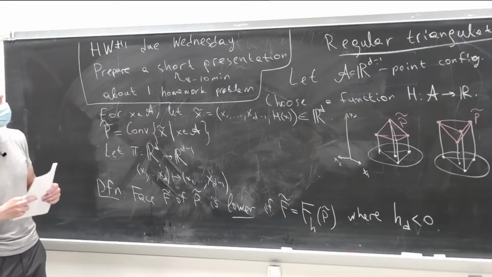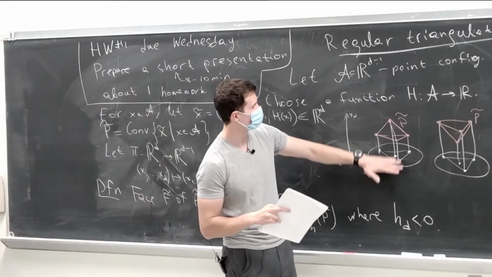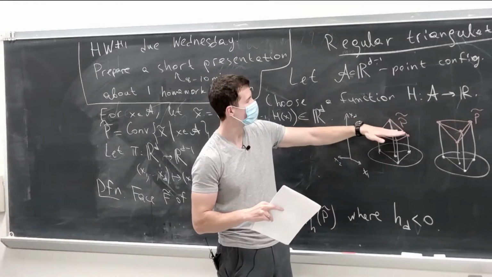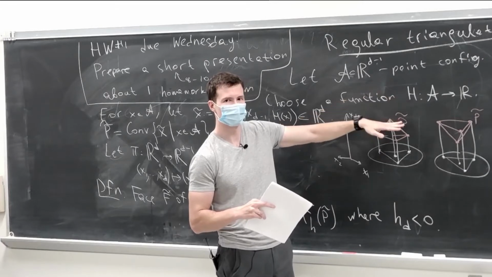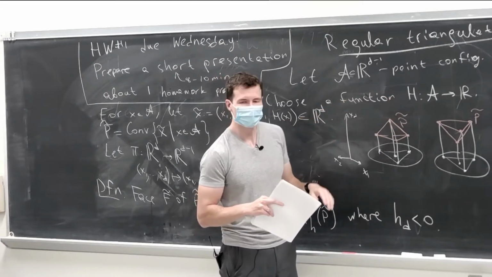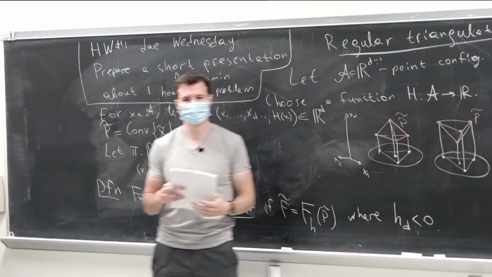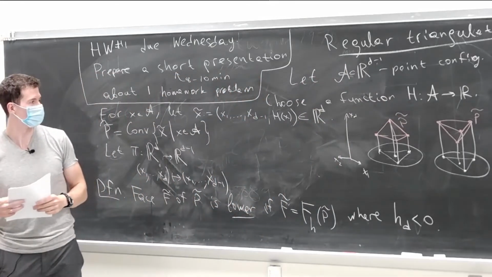If it's flat, if I lifted all my points to the same plane, but if h is the constant function, then the whole polytope is going to be an upper face and a lower face. Okay, any other? Let's say maybe h is generic in some way. Can this still happen?